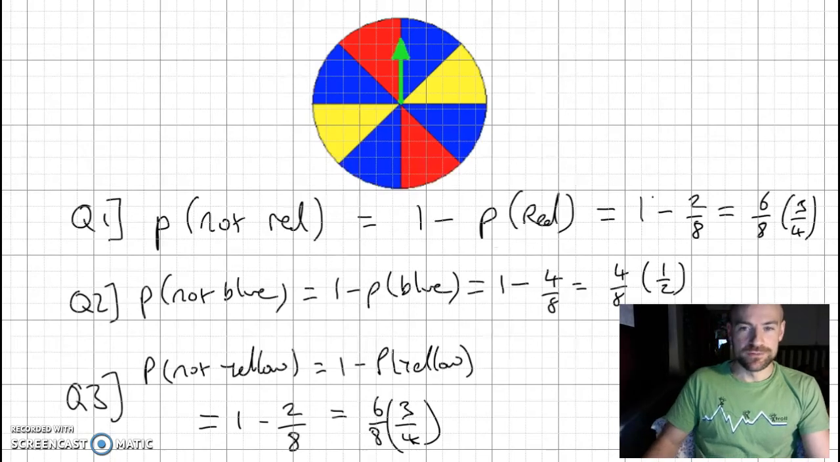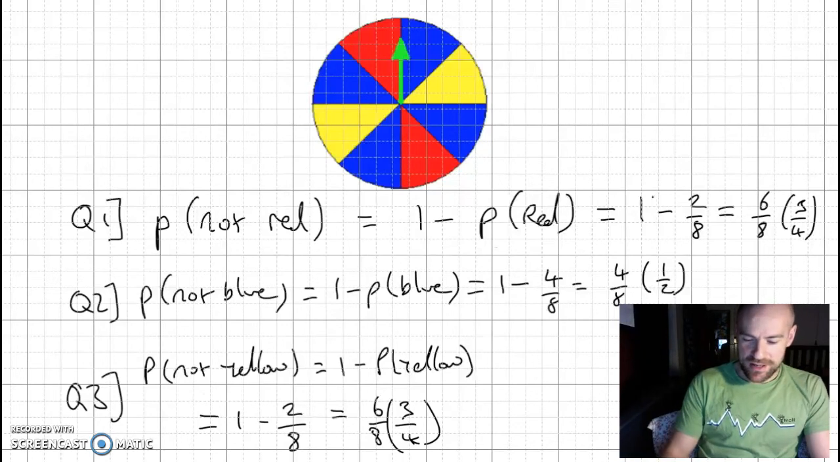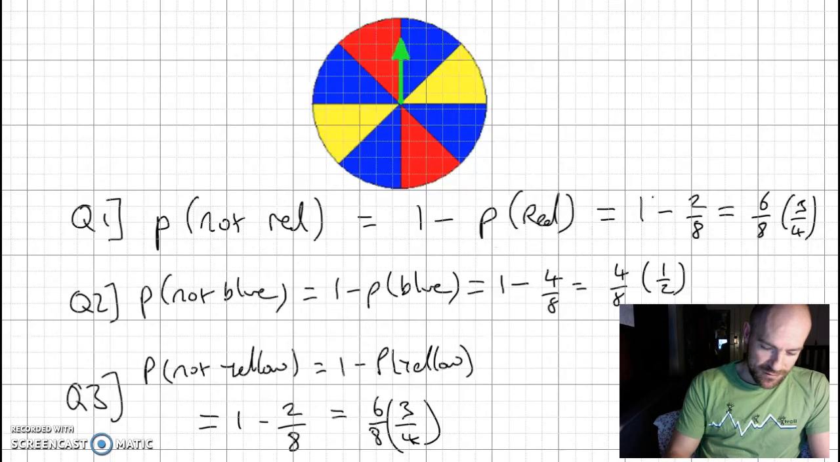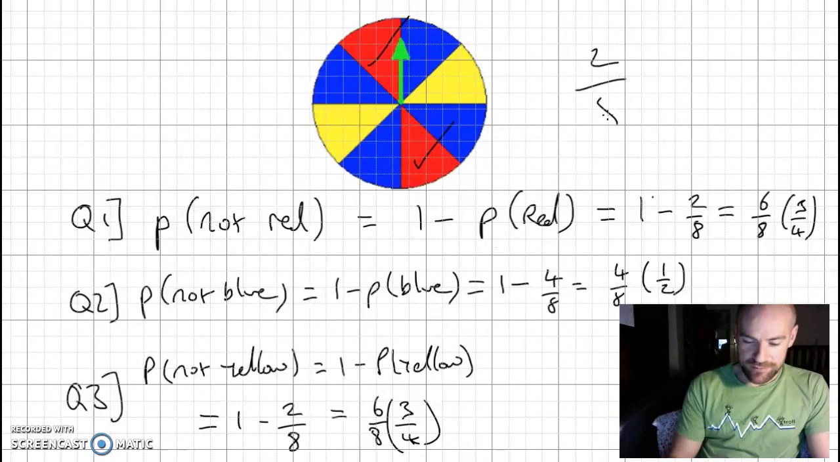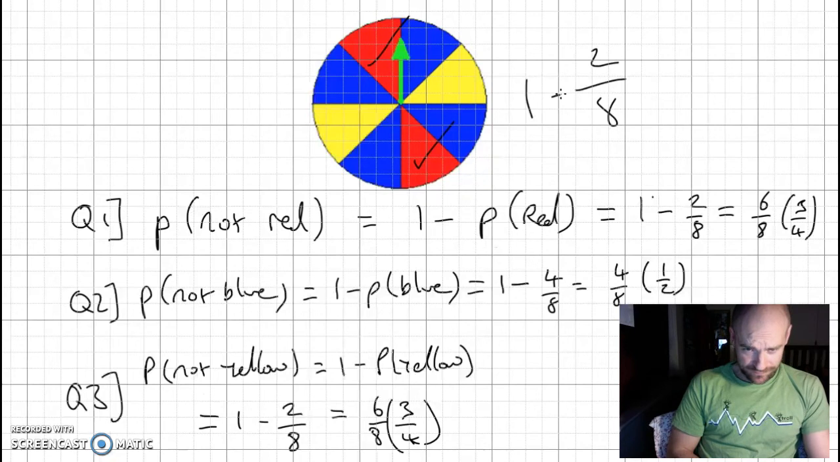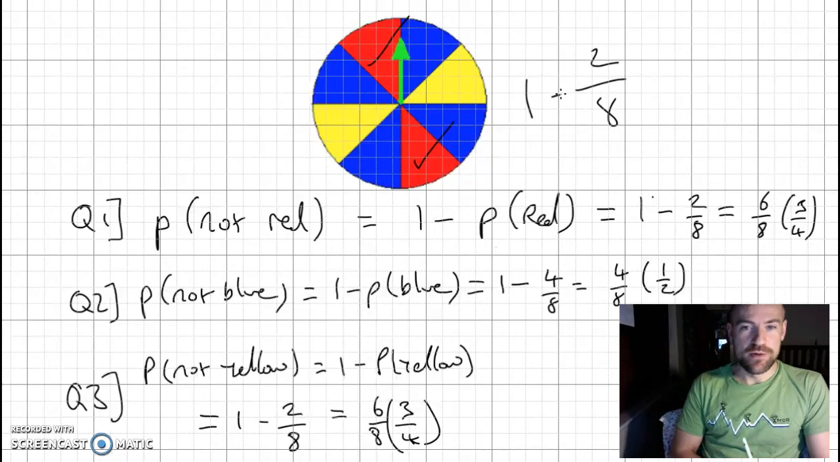Good. Okay, so hopefully you got these right. Probability of not red, 1 minus probability of red. So we've got 2 reds out of a possible 8, and so it's 1 minus that. Likewise with the blues, we've got 4 blues, which is 1 minus 4/8, and yellows, we've got 2 yellows out of 8, so it's 1 minus 2/8. Good. All right.